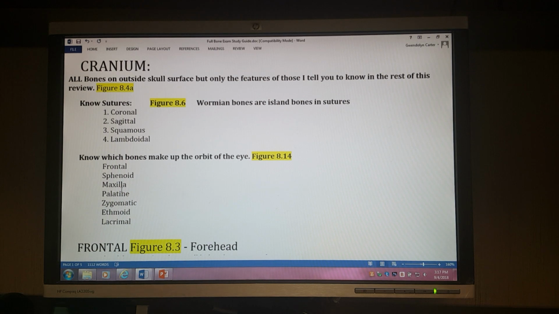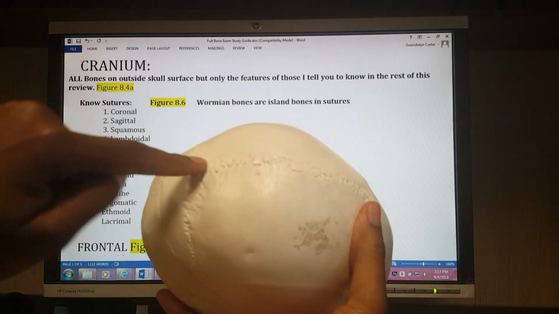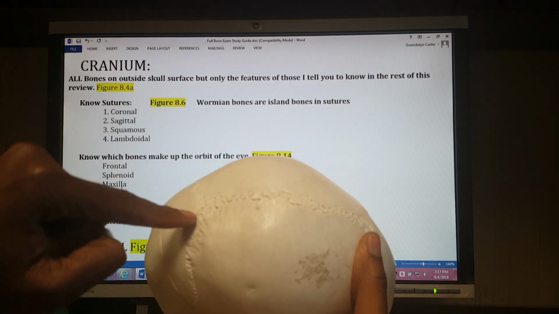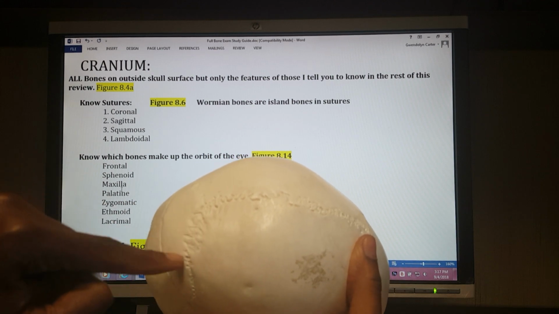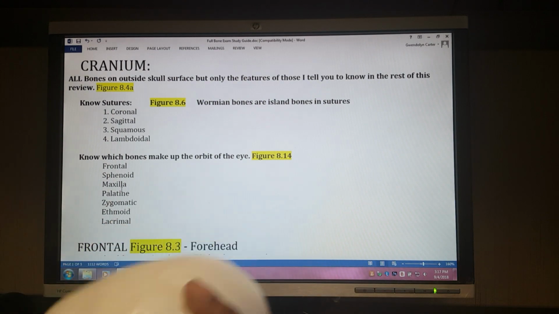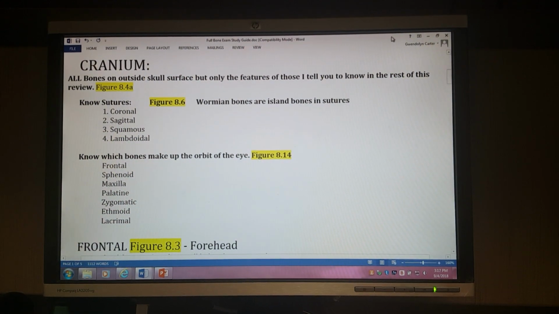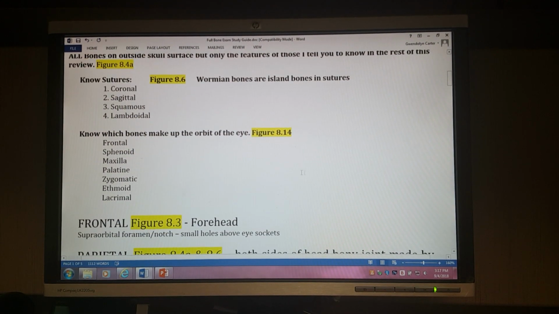If you're thinking of the suture as a river, the river gets split by the island, so we have three places here, and then it goes back into the suture. So a little bit of bone in the middle of where that suture is. Okay. So orbit of the eye.